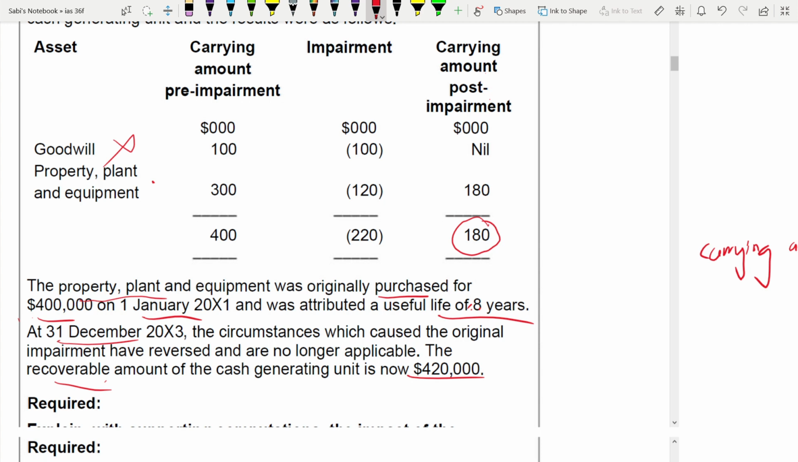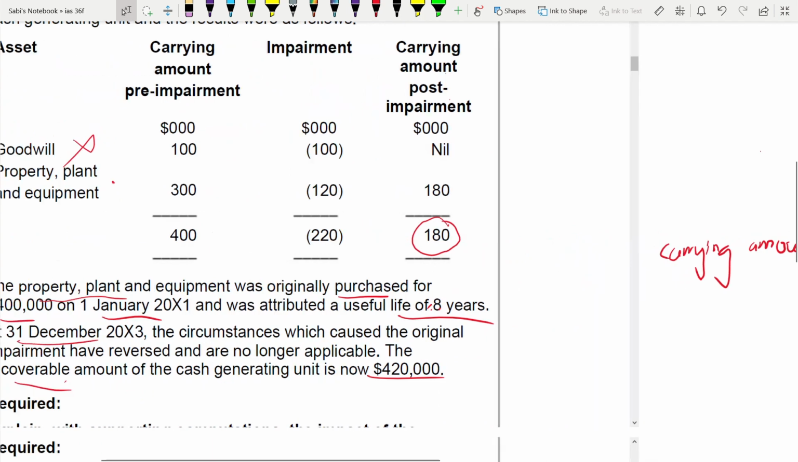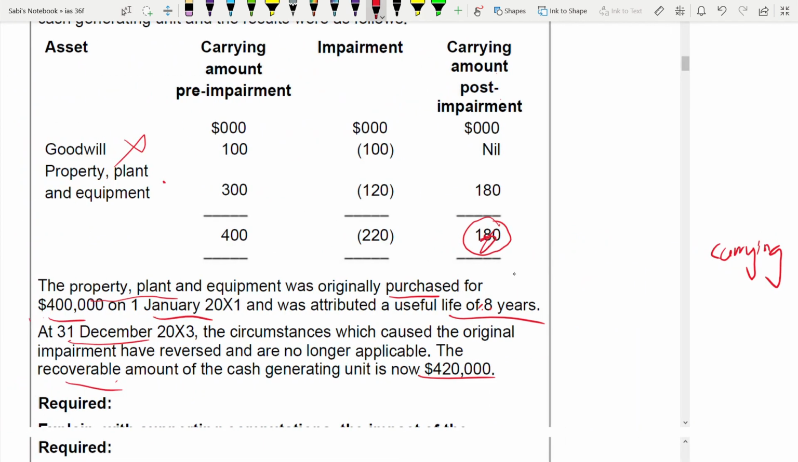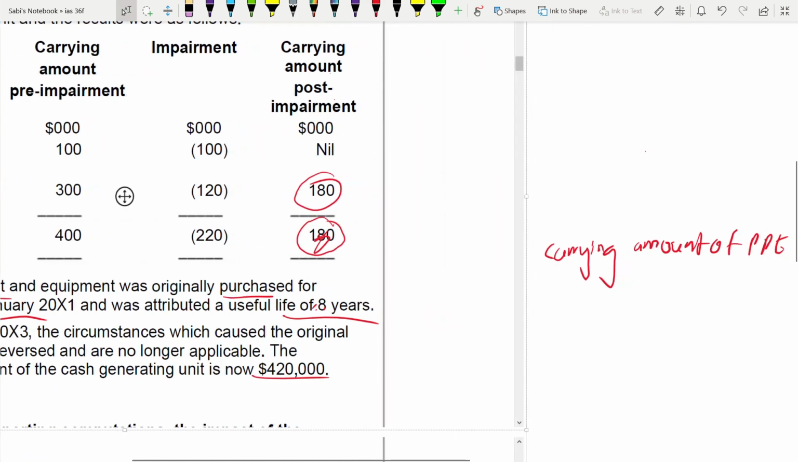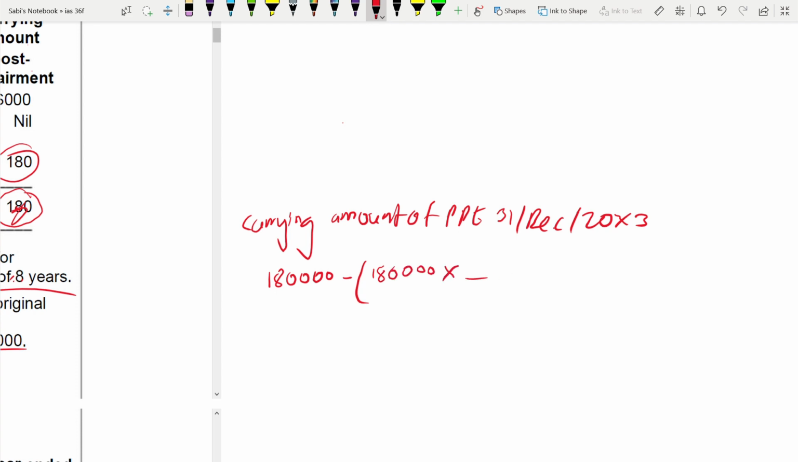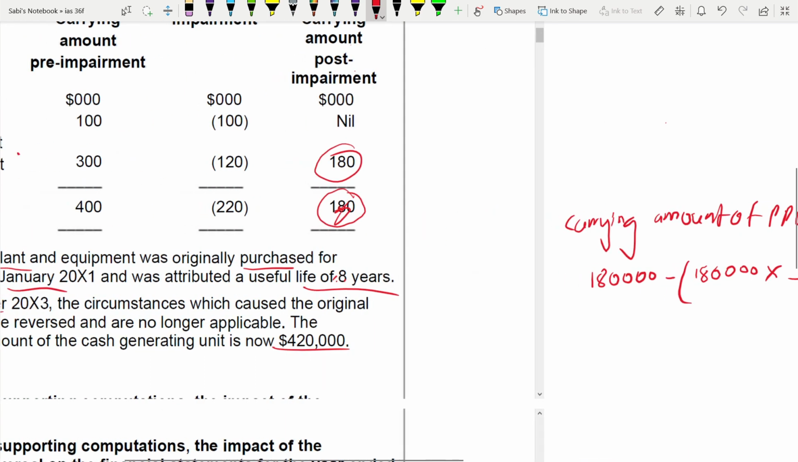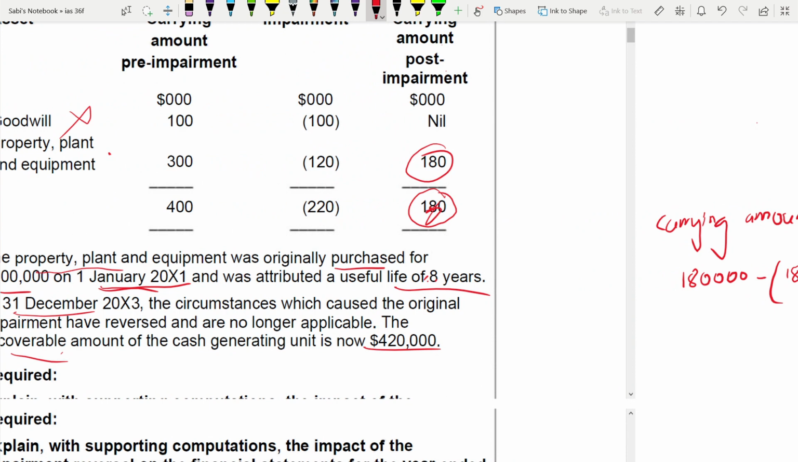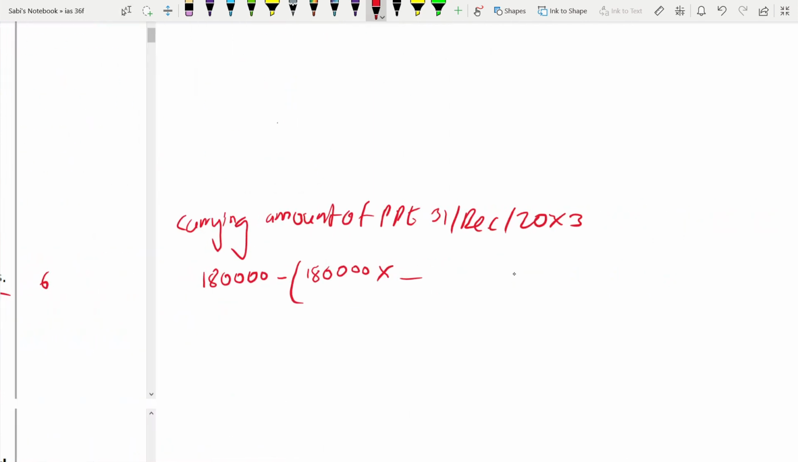After depreciation, it will be how much? Sorry, it's not this 180, this is this 180. So 180,000 minus the depreciation. How much will be the depreciation? 180,000 into how many years? Will it be 8? No, it will not be 8. See, useful life was 8 when it was 1st of Jan. From 1st of Jan 2001, useful life is 8 years. But when you're moving 2 years ahead in 2003, useful life becomes 6 years now. So it will be 6.